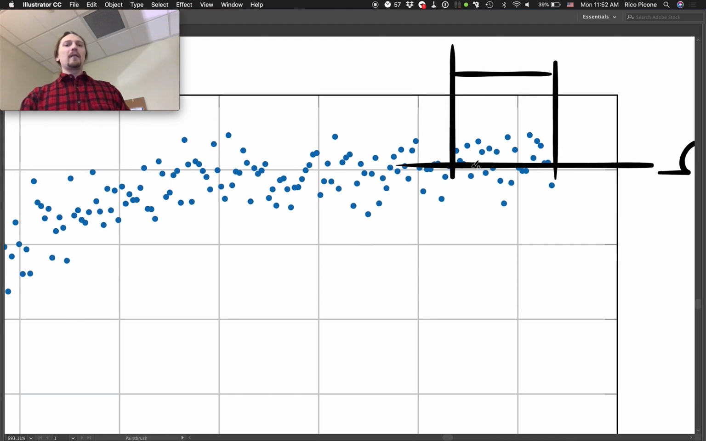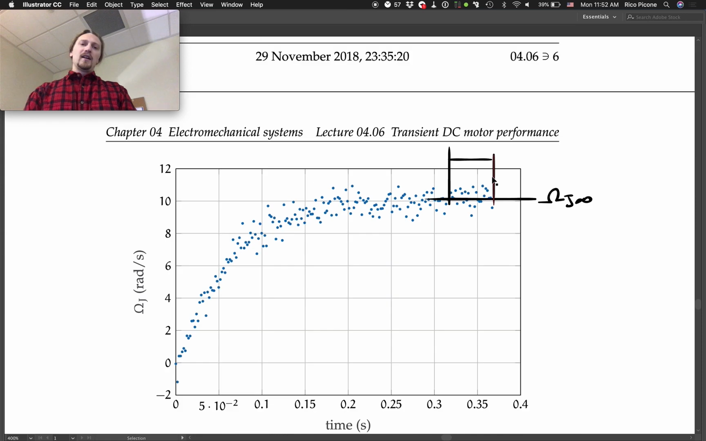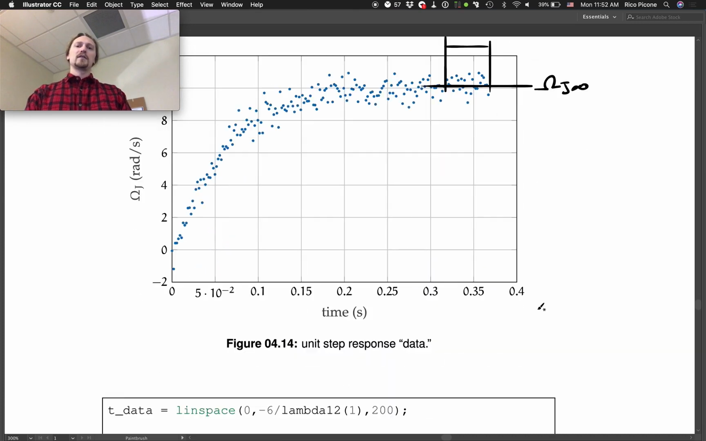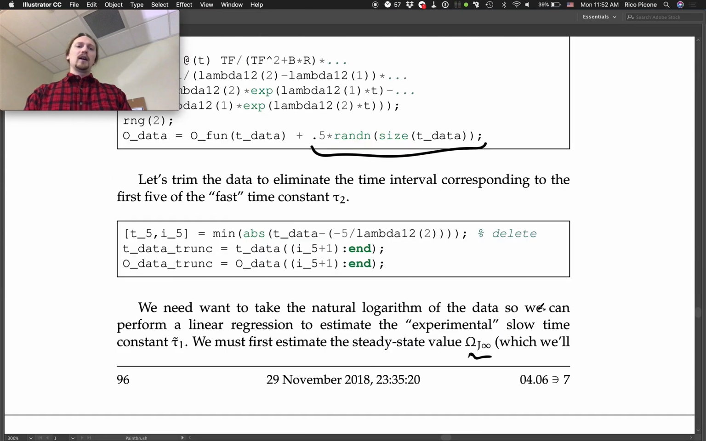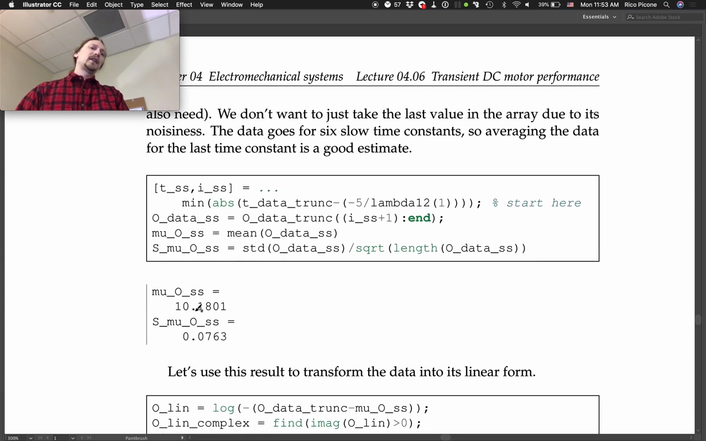But if you keep averaging, taking more and more of this, say you extended your average out to here, it's going to be biased by this response. It's not even close to steady state here yet. So there's somewhere in between that's the ideal place. I say take the last time constant, which means you're within 1% of the final value. So that's what I do here, and I find that the final value should be around 10.18 radians per second.